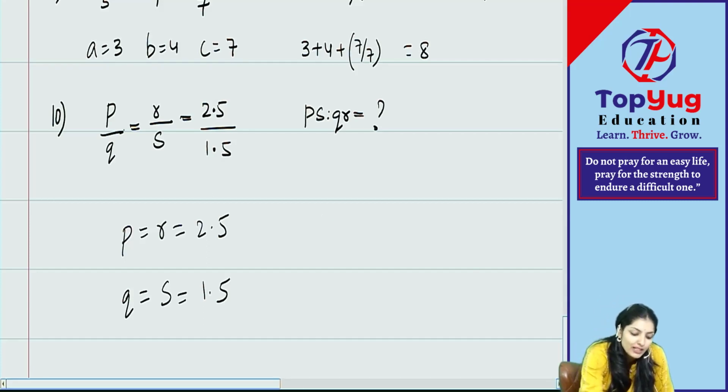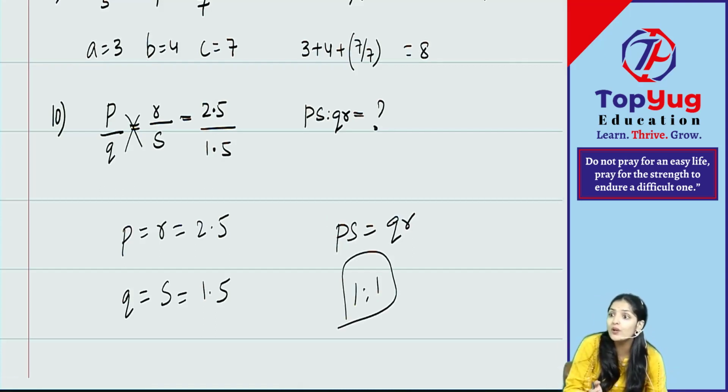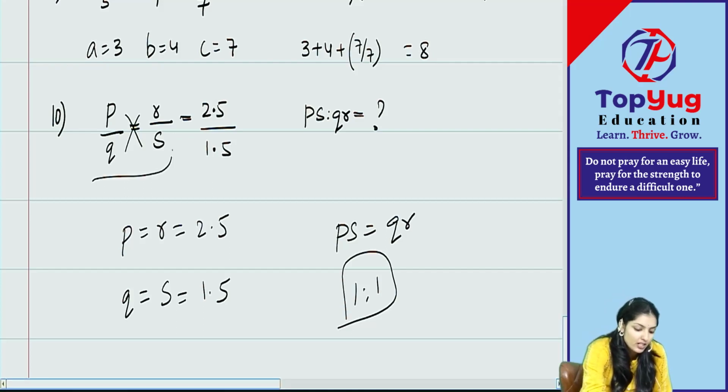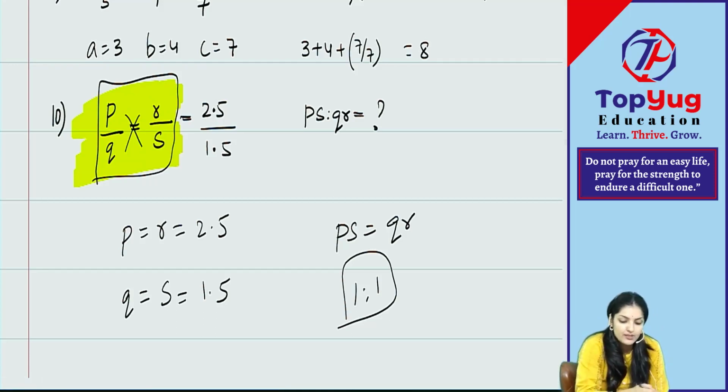Brother, cross multiply. PS is equal to QR. Means 1:1 only, no? You need not even substitute. Why would you substitute? Why would you waste your time? We have to save our time in exams. So when you cross multiply here, you can see that this is the one. PS is equal to RQ. As simple as that. Shall I proceed further?